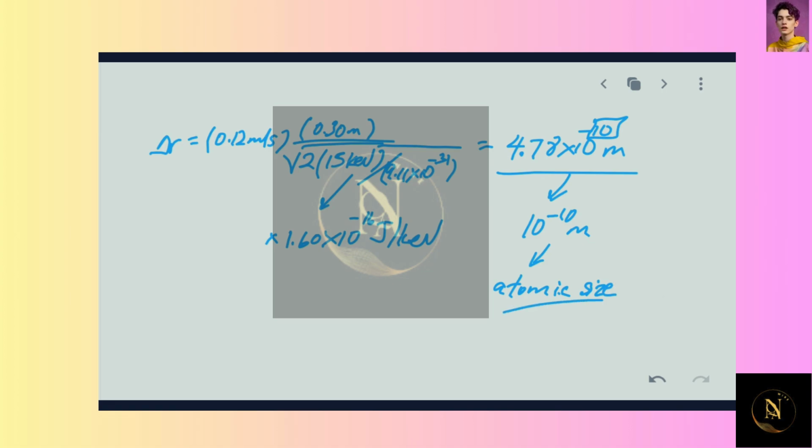Because it's so small, the picture that we see on the screen is not really affected by the uncertainty principle. It will not really affect the diffraction patterns that we see.